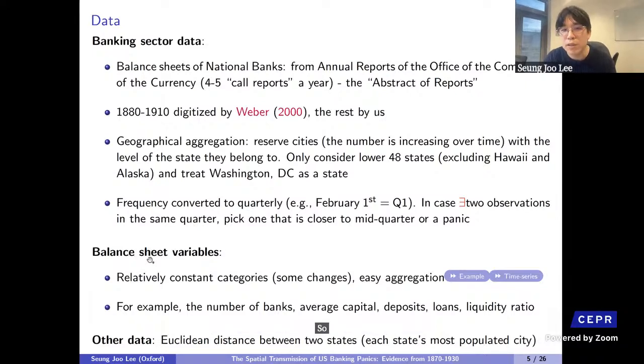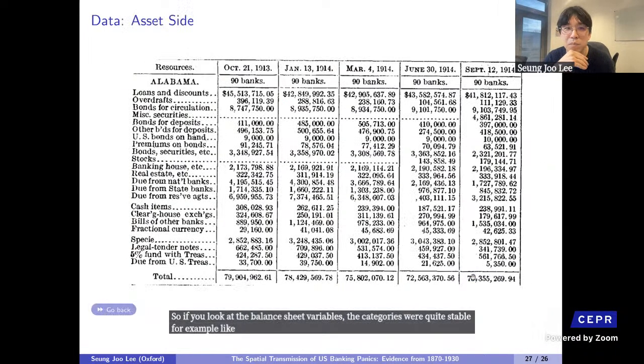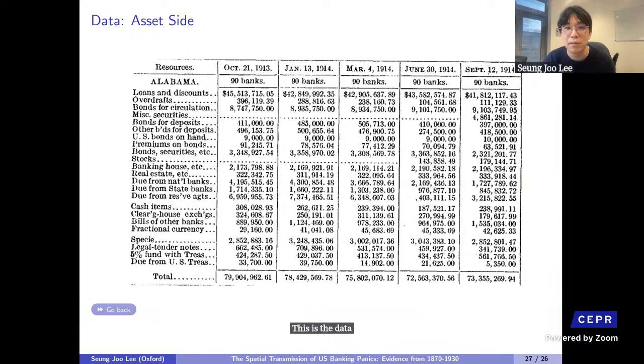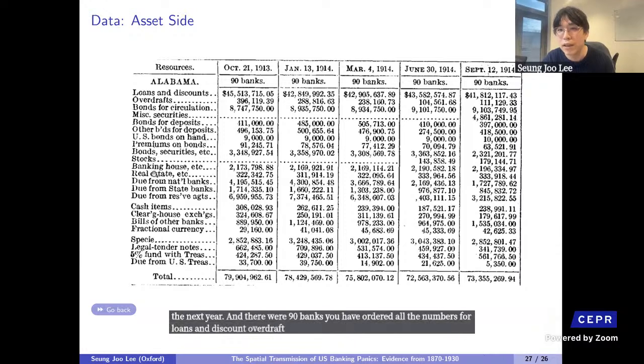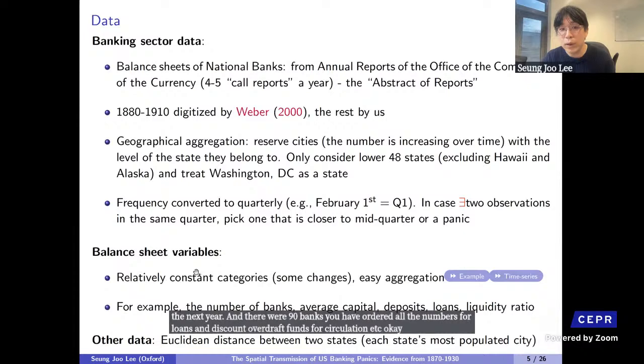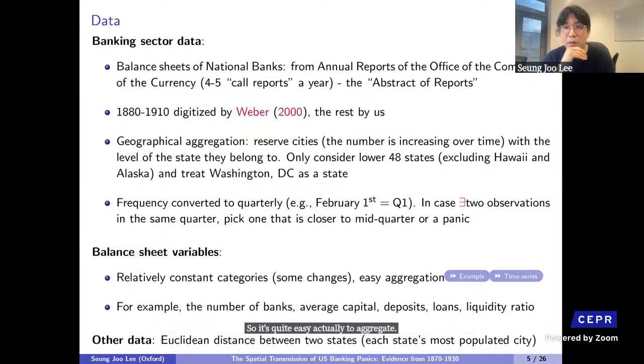So if you look at the balance sheet variables, the categories were quite stable. For example, this is the data for the state of Alabama. You can see there was one call report on October 21st, 1913, and another call report on January 13th the next year. And there were 90 banks. You have all the numbers for loans and discounts, overdrafts, bonds for circulation, etc. Okay, so it's quite easy actually to aggregate, and these categories sometimes change over time, but you can see where the new category comes from. So we had no big problem in terms of aggregation.